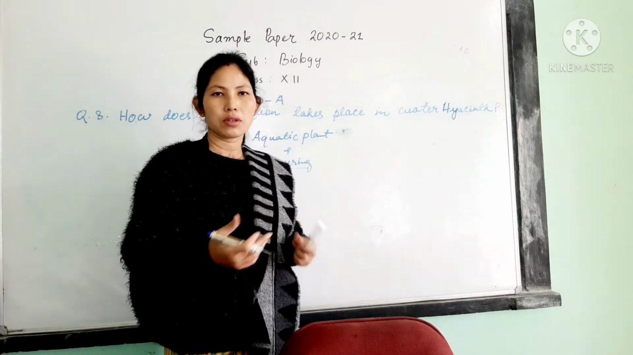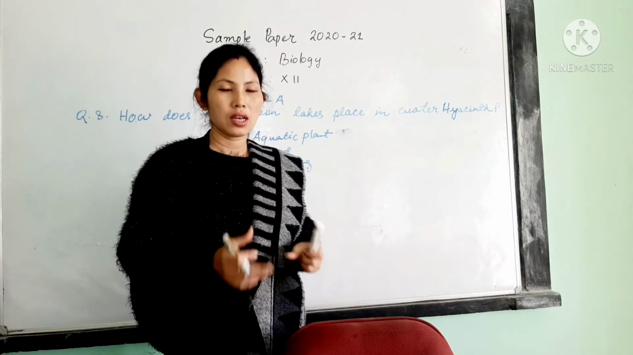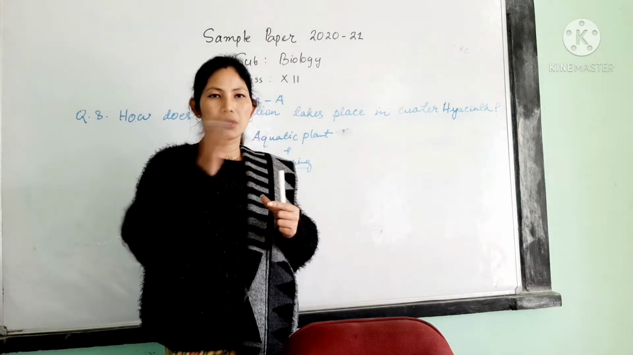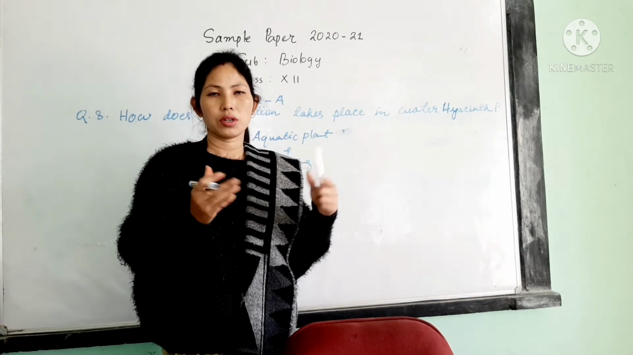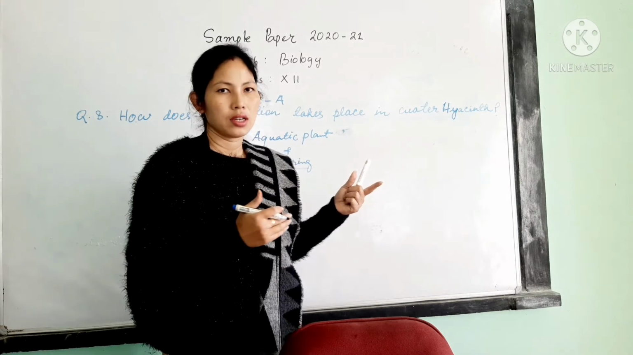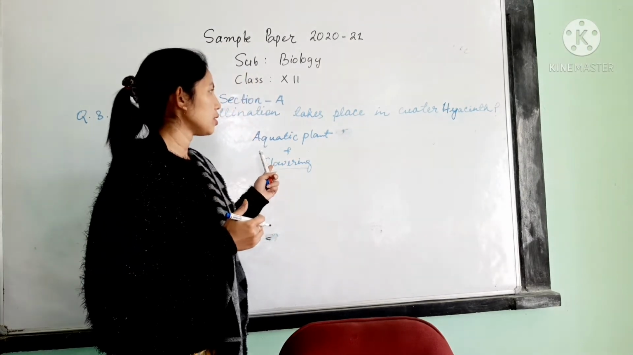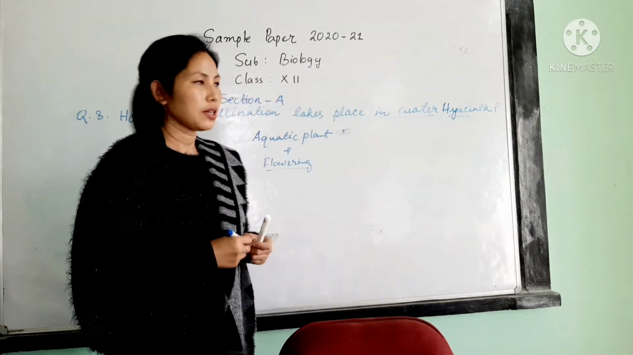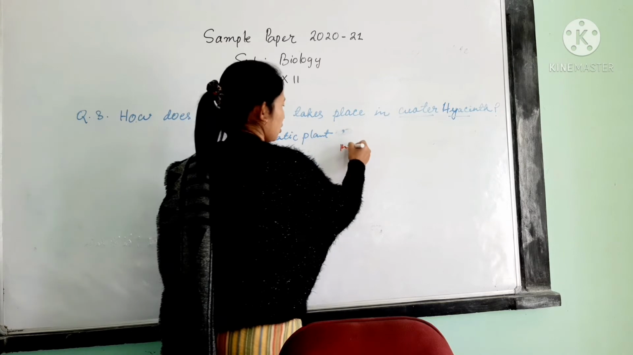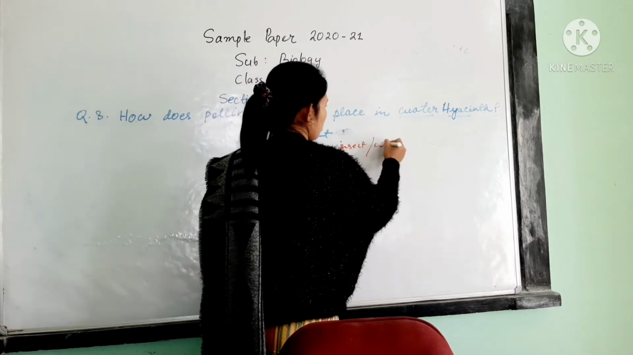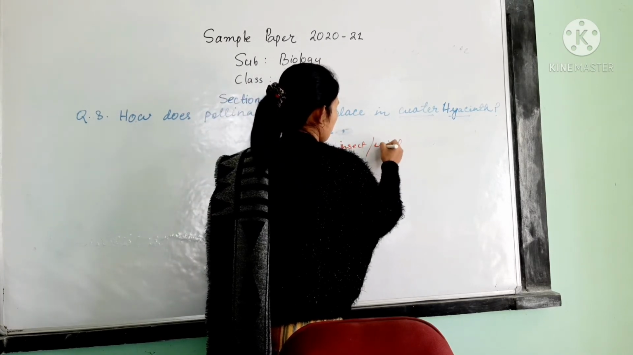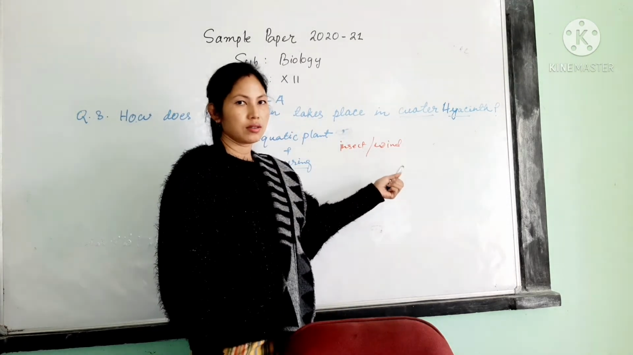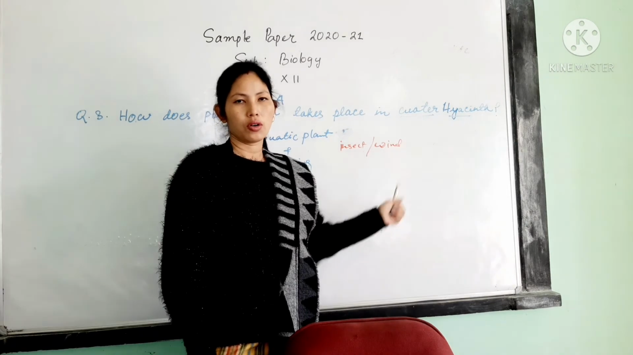So their flowers are not submerged. The flowers are above the surface of the water, so they are in contact with the air, right? So in this way, you can write here that in case of water hyacinth, the pollination may take place through insect or wind. So the pollination in water hyacinth is either through insect or through the wind, right? So this is how pollination may occur in this case.